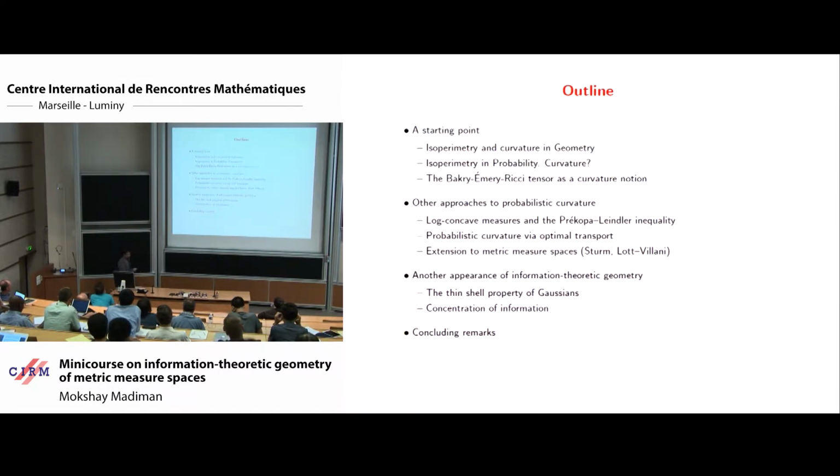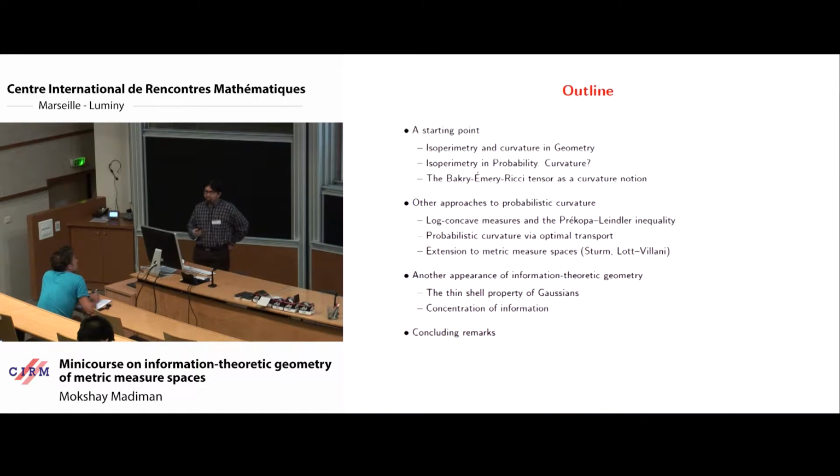So here's an outline of my talk. I'm going to start out with isoperimetric problems in geometry and discuss their connections to curvature. And then I will talk about isoperimetry in probability and ask whether it makes sense to talk about curvature in probability theory as well. And then we will look at various approaches to defining curvature in a probabilistic framework. And if time permits, we will mention another appearance of information-theoretic geometry, but let's see about that.